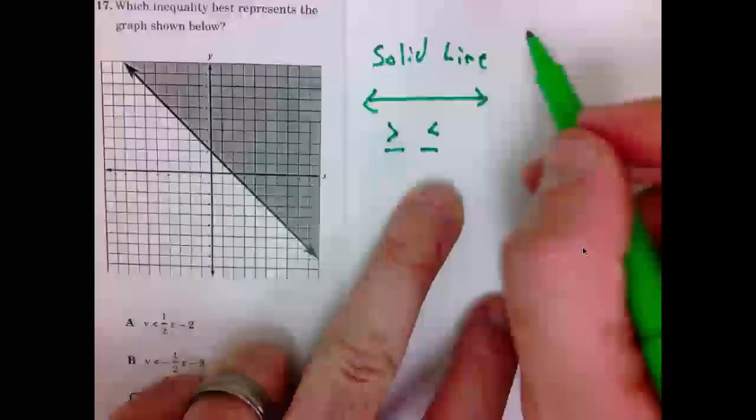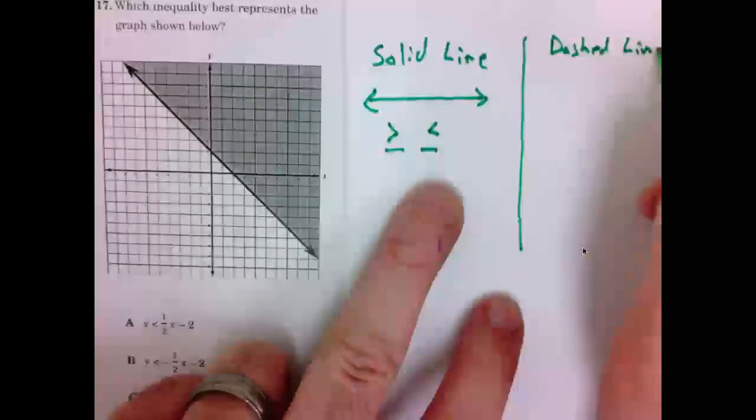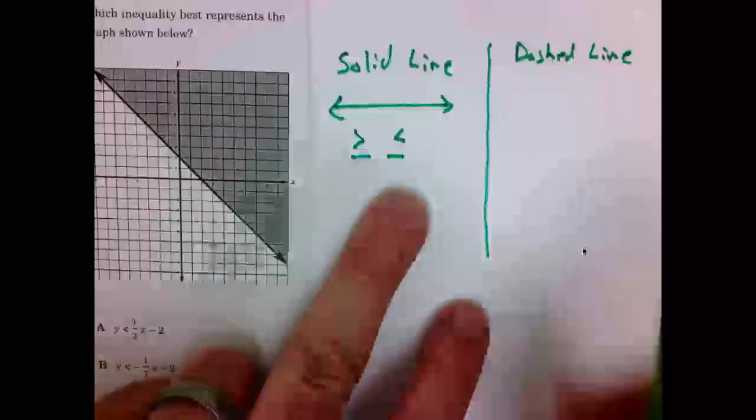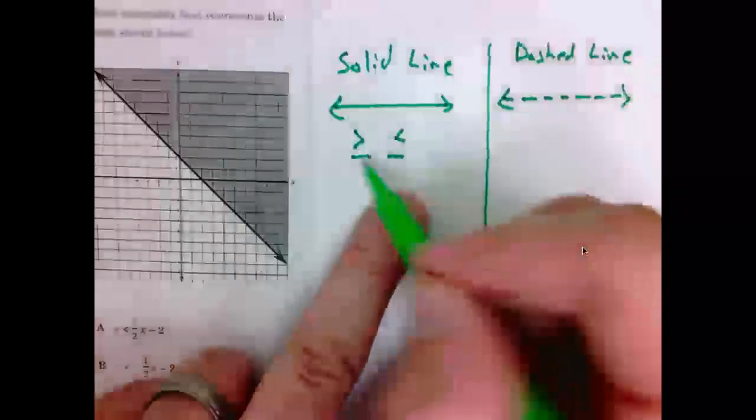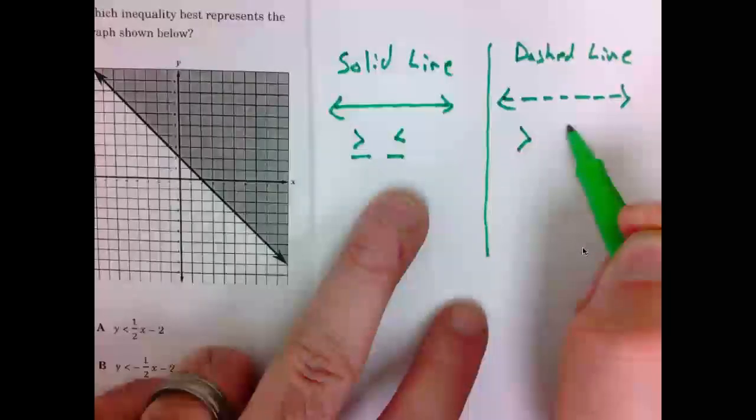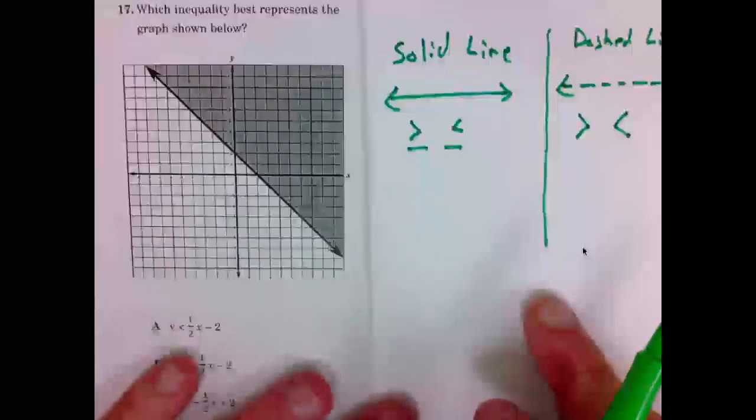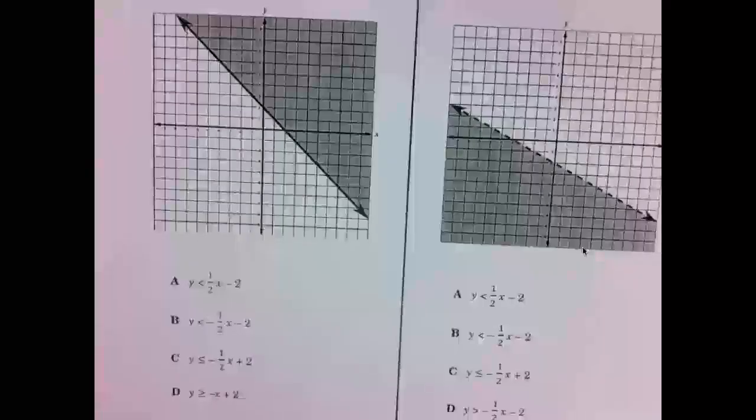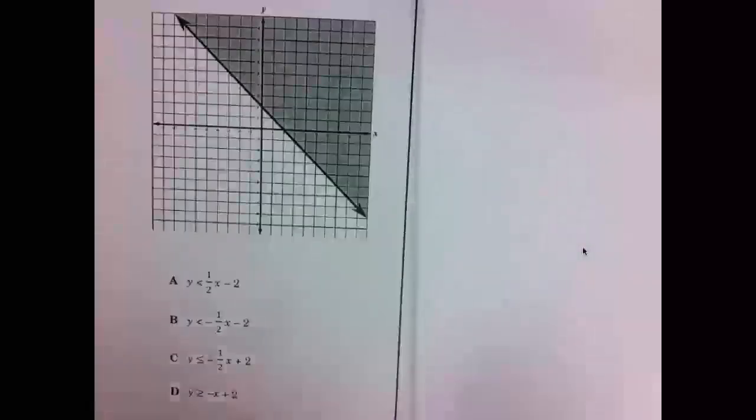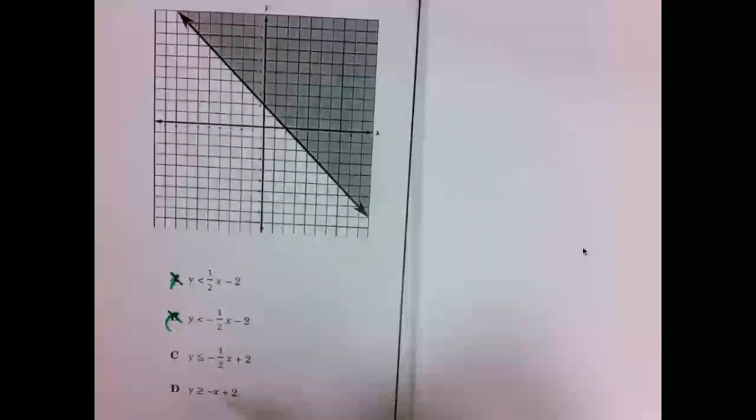Contrast that to whenever it's a dashed line. A dashed line, the graph looks like this. It will not have the equal to part. It will be a strict greater than or less than. Alright. Since this is indeed a solid line, we know that we will need the equal to. So that will automatically eliminate A and B.